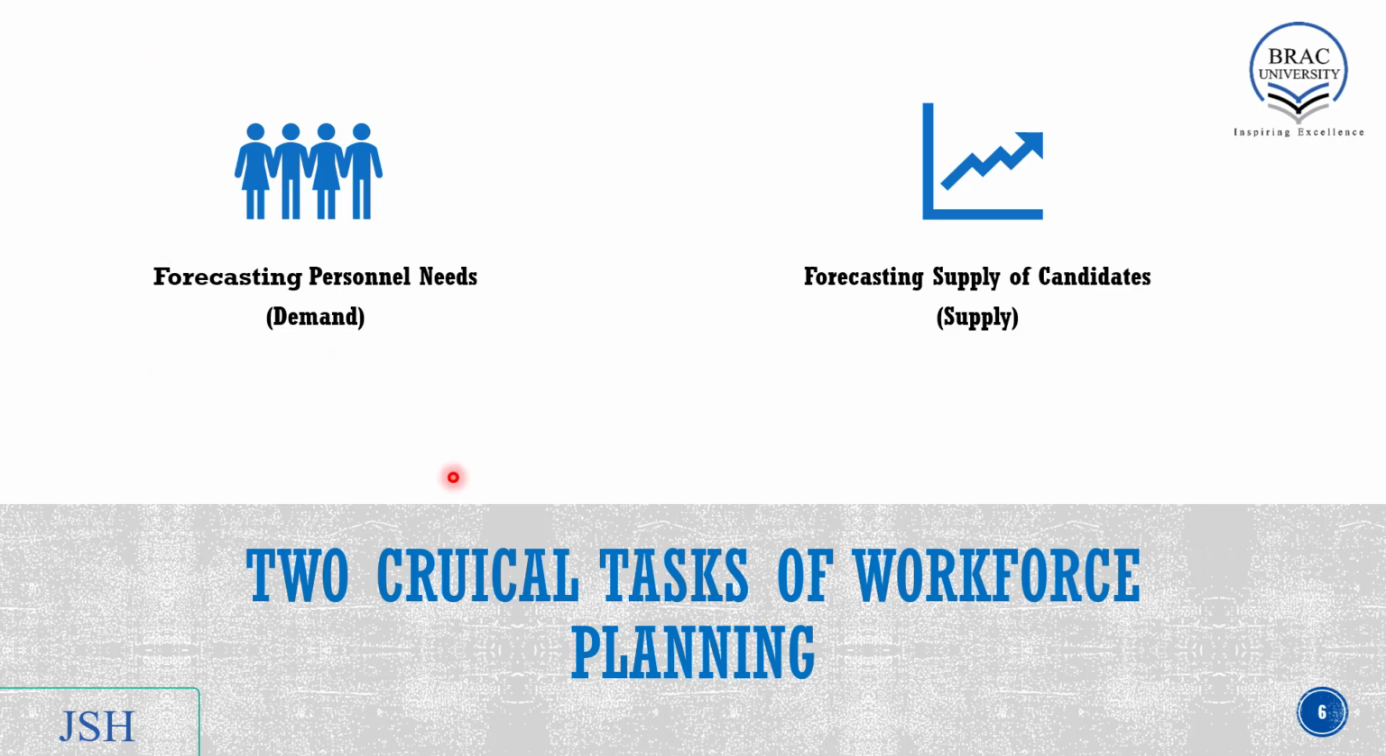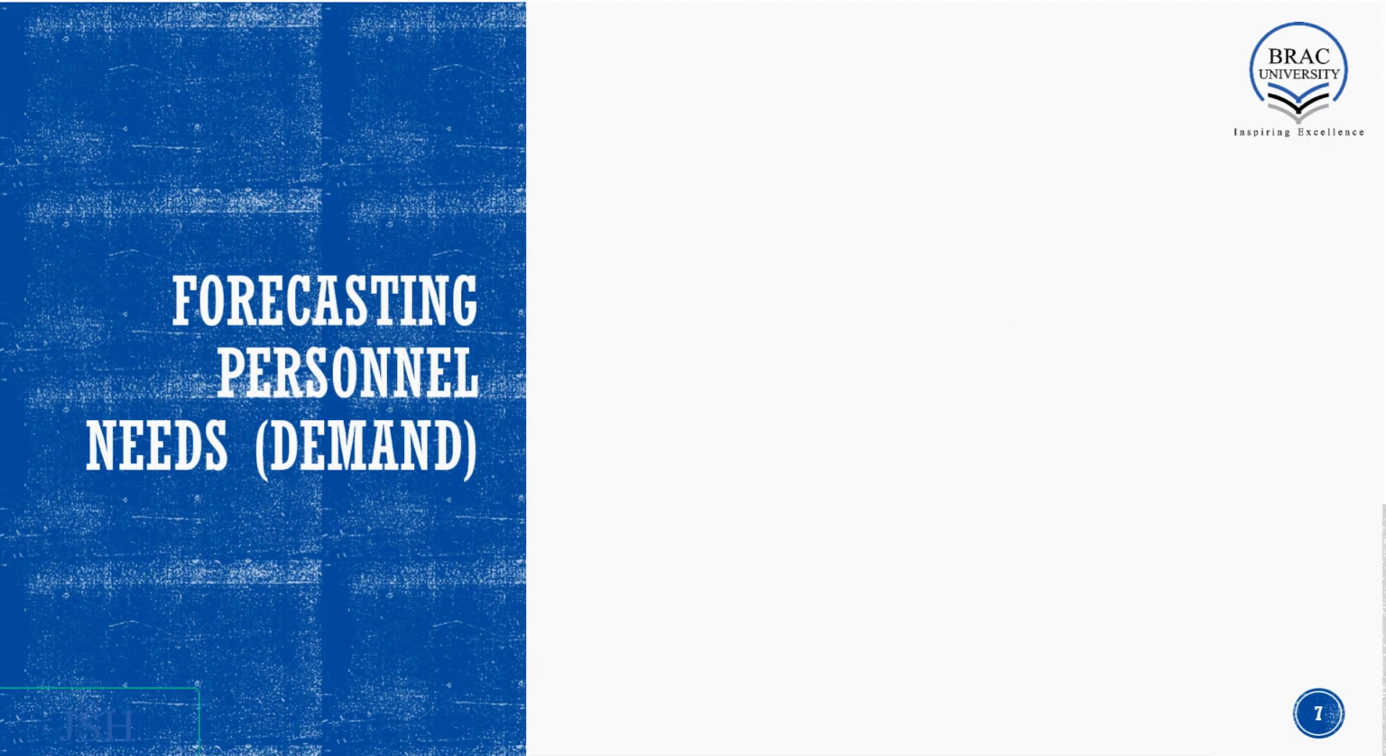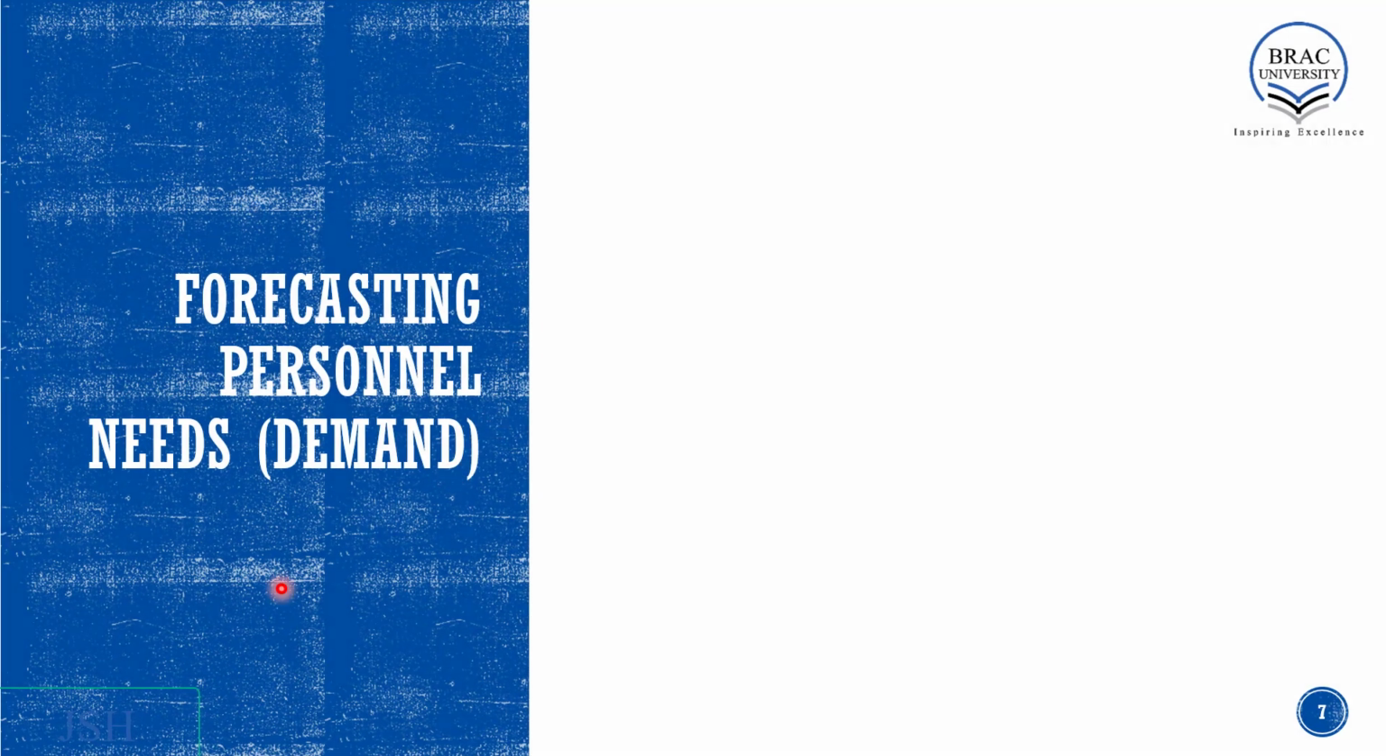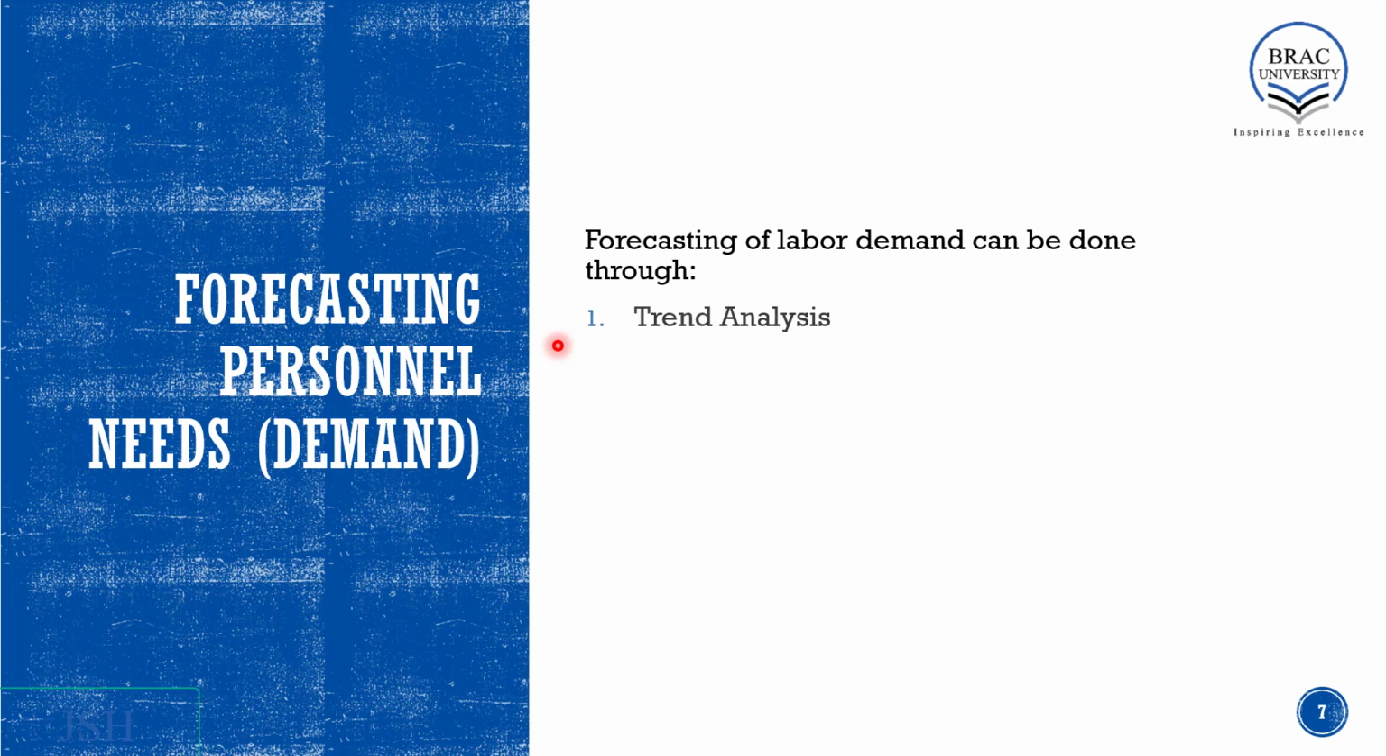Alright, now let's move on to the detail of forecasting personnel needs or the demand side. How do we calculate the demand? Now in calculating demand or forecasting personnel needs, we can use 4 different techniques. Number 1, trend analysis. Number 2, ratio analysis. Number 3, scatter plot. And 4, managerial judgment. Now in this video, we are going to discuss only trend analysis and managerial judgment. So number 1 and 4.